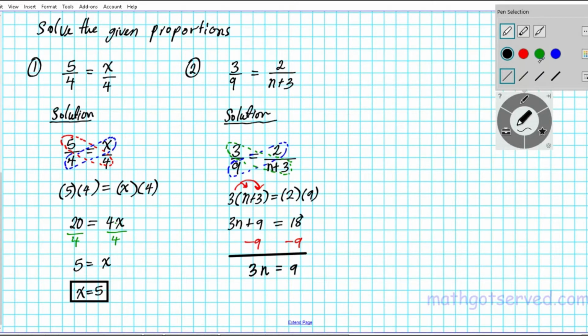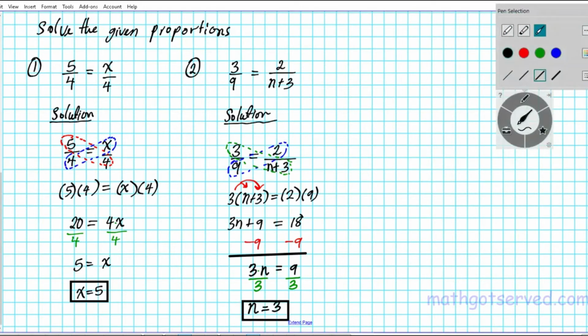And then we'll proceed to divide both sides by 3 to get rid of this 3 right here, which is being multiplied by n. The inverse is division, so we divide both sides by 3, and that gives us our final answer, n equals 9 over 3, which is just 3. That was the solution to question number 2.